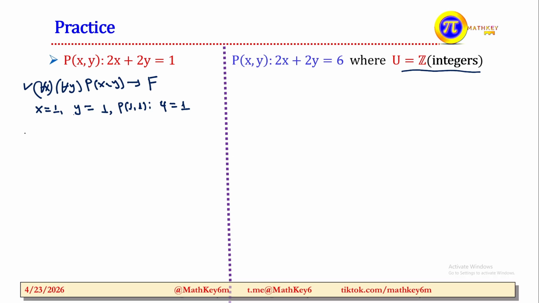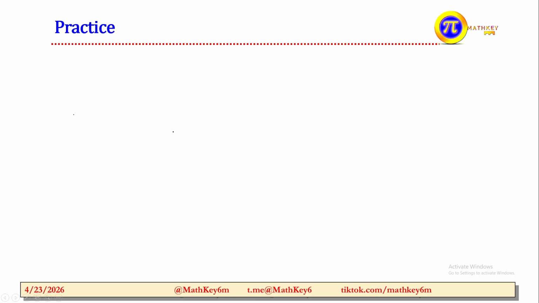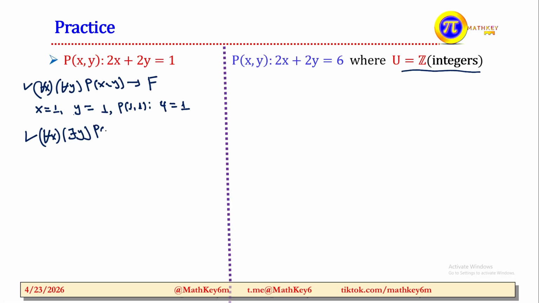What about the second? Let's take for all x there exists y that satisfies the property P(x,y). What about this? Is it true or false? You have to consider that for every x there exists y such that P(x,y) satisfies this condition. Let us check this. Is it true or false? I think this is false.